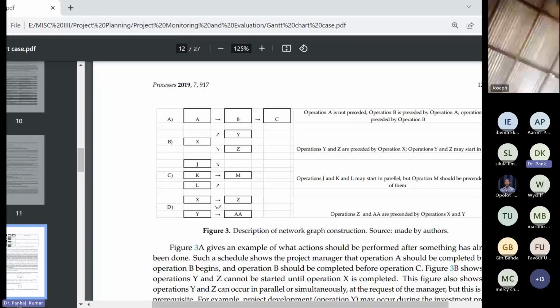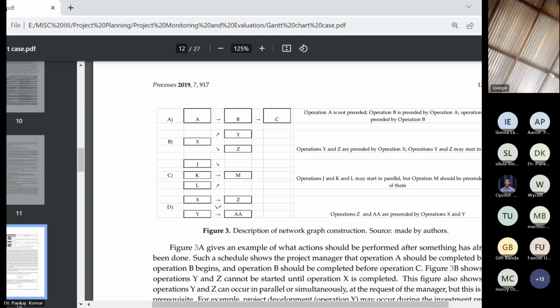Each task should have a defined start and end point. Determining the sequence in which tasks must be performed: some tasks may be dependent on the completion of others and must follow a specific order. We can estimate the time required to complete each task. These estimates should be as accurate as possible and consider factors like resources, skill levels, and potential risk.